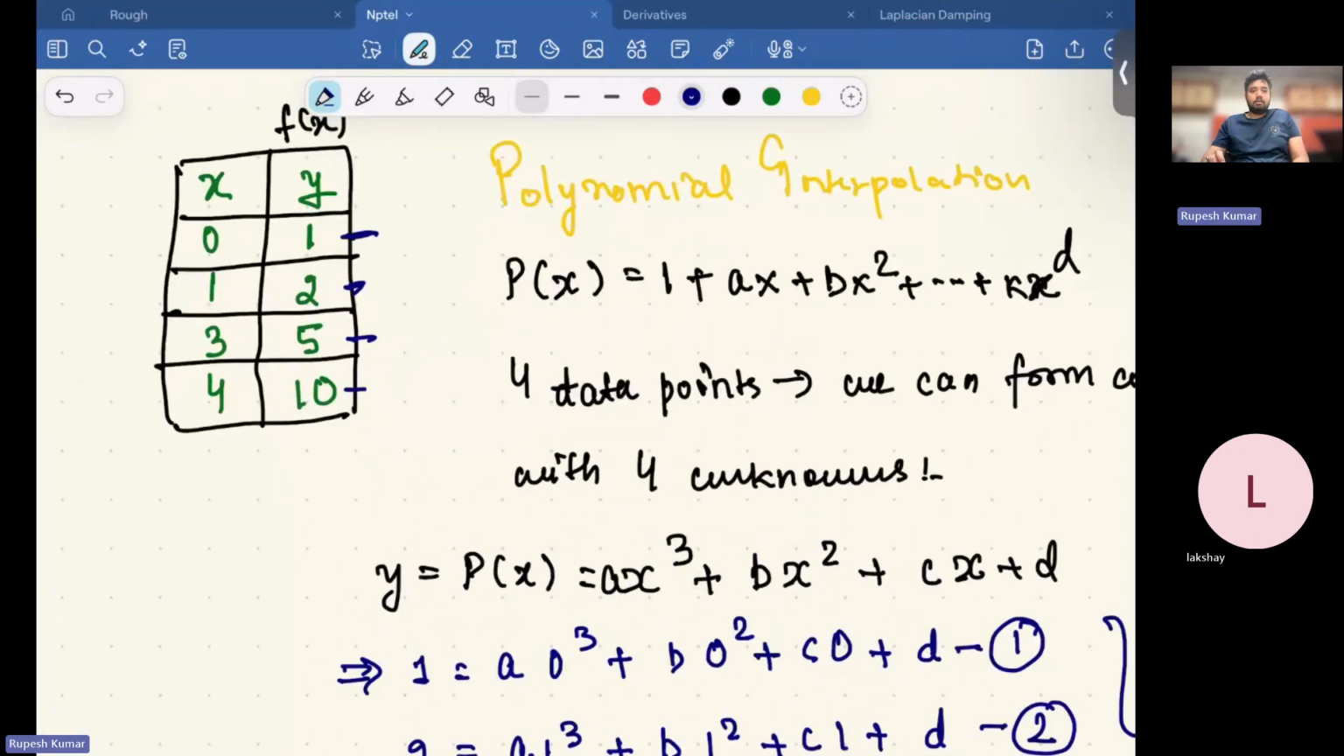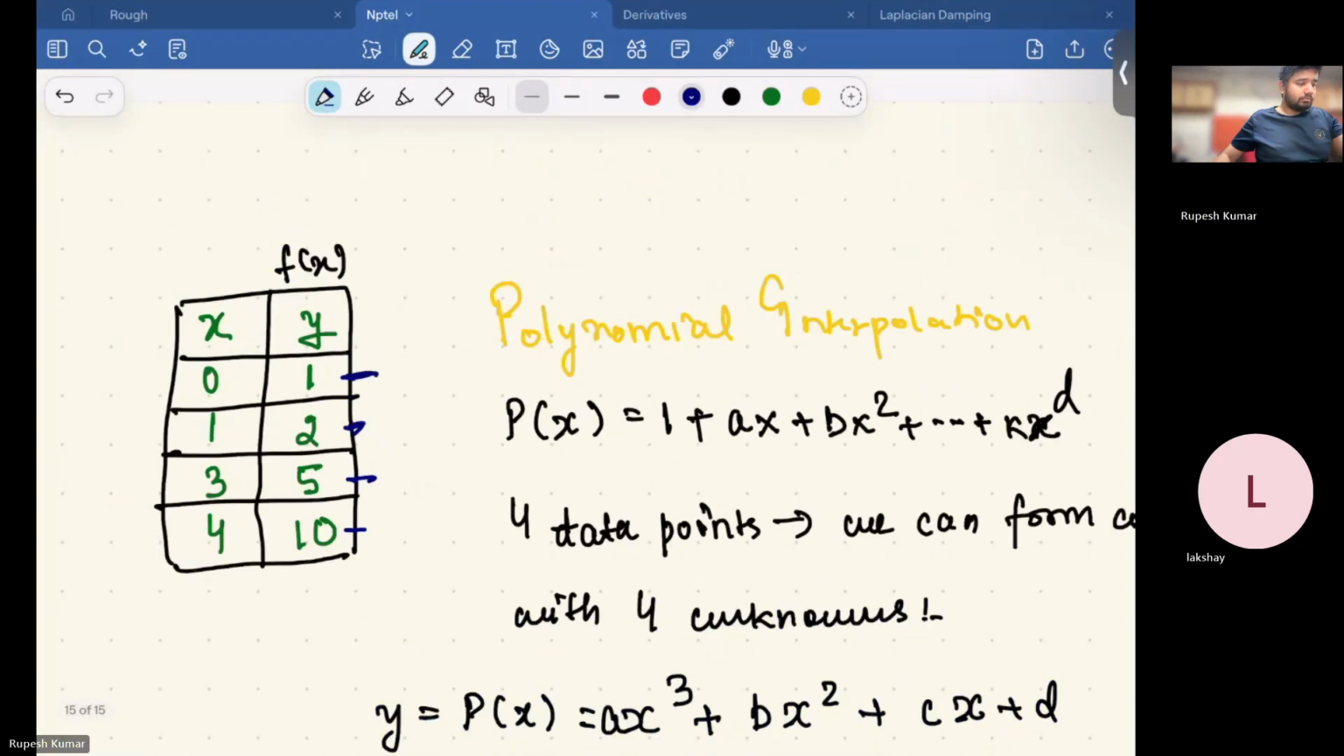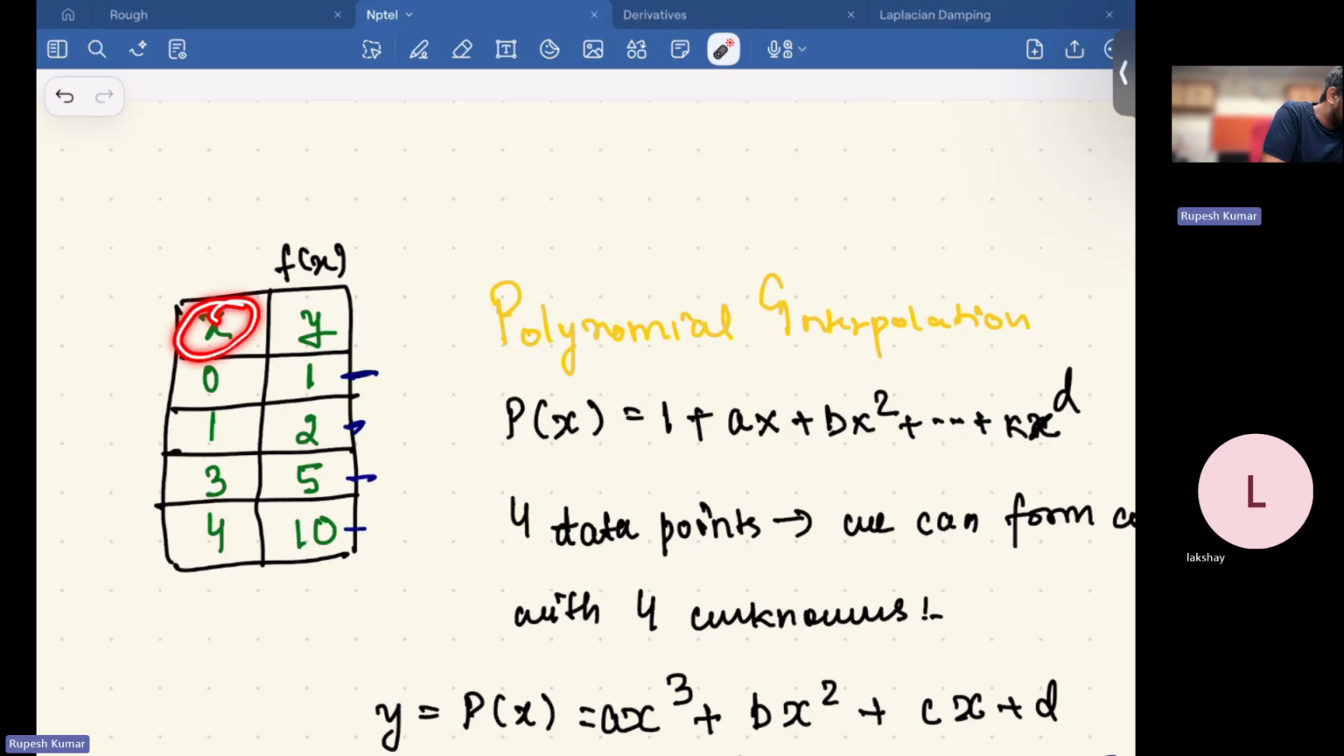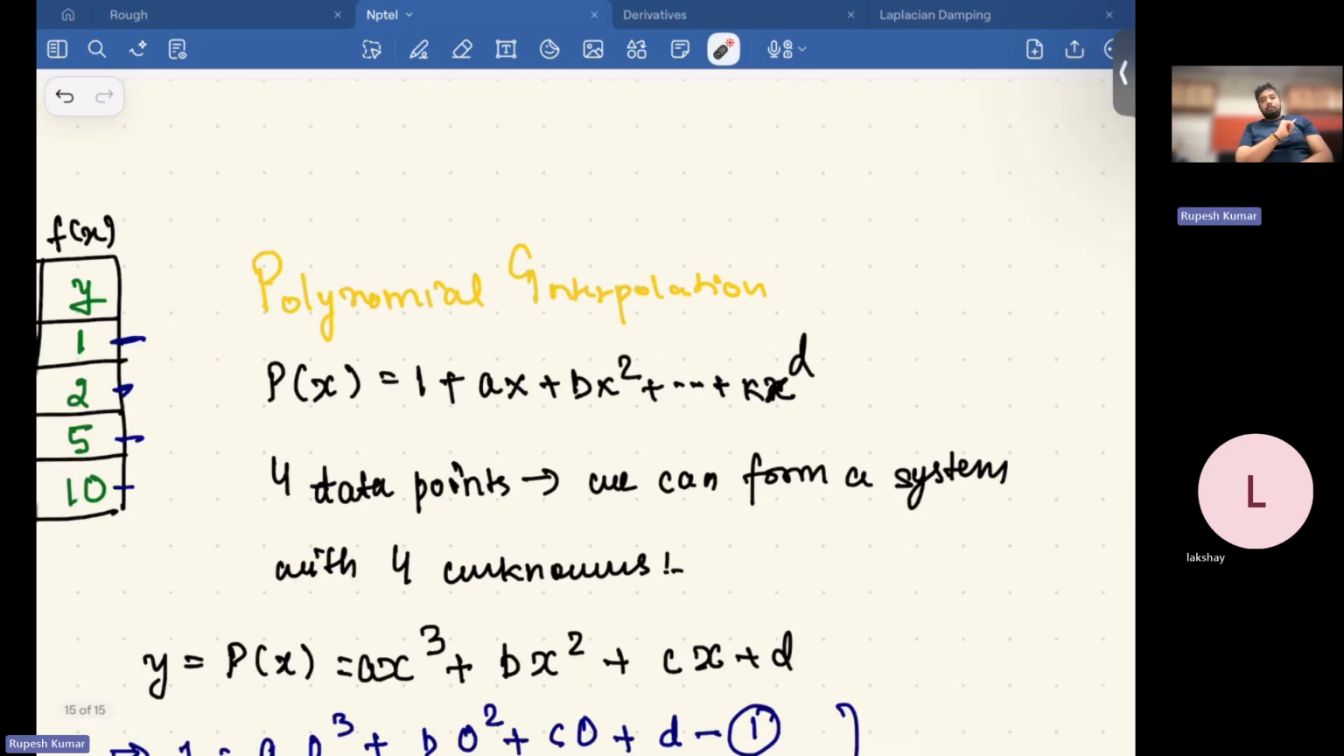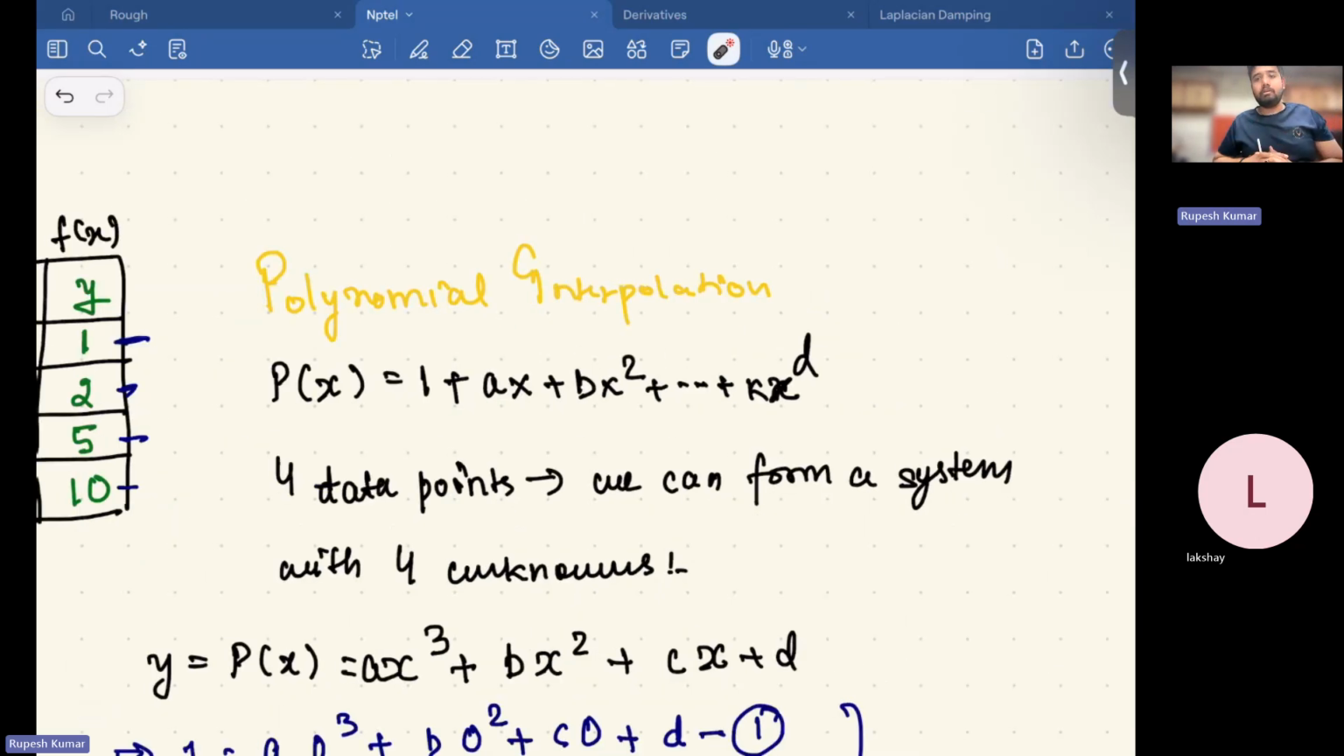So these were our data points. For x equals 0, y was 1 for that function. For x equals 1, y was 2. For x equals 3, y was 5, right? And for x equals 4, y was 10. Then what we say in polynomial interpolation, essentially we approximate the function using polynomial functions.